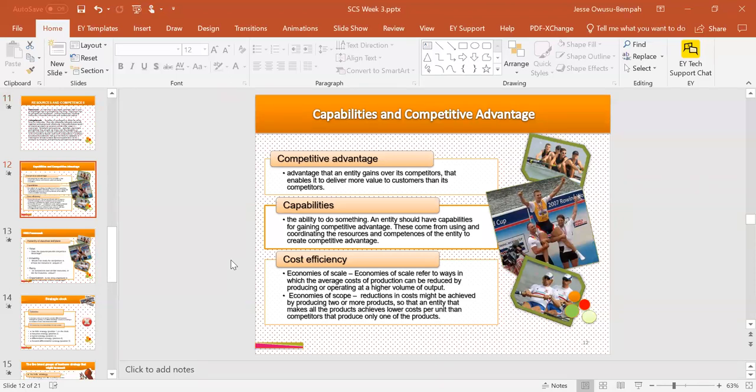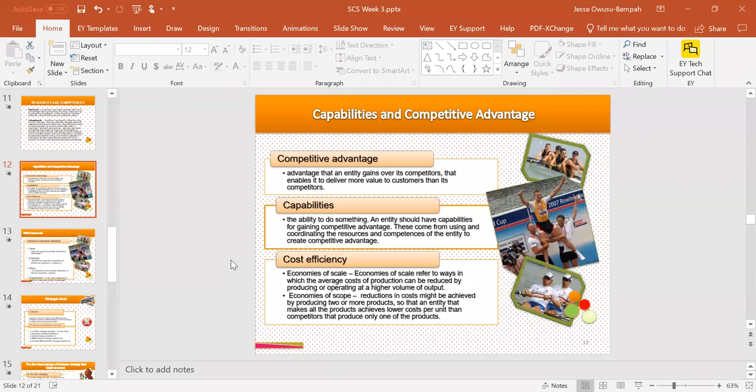Then we move on to competitive advantage. Today we've talked a lot about CSF, we talked a lot about KPI, we talked a lot about benchmarking and how all of them help us to achieve competitive advantage. So this is also very, very important. Competitive advantage is the advantage you have over other competitors because you bring more value to the table.